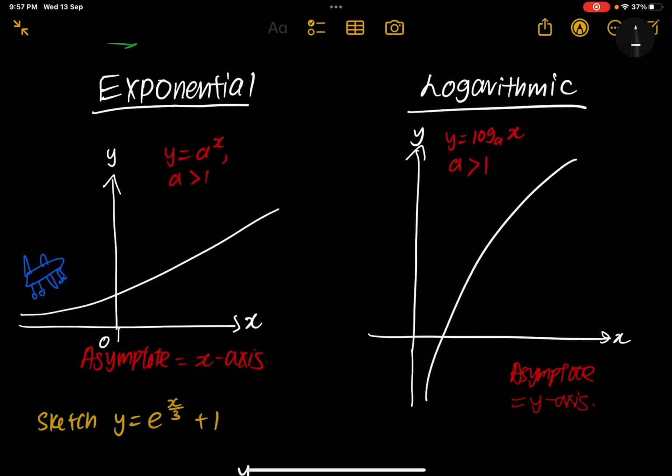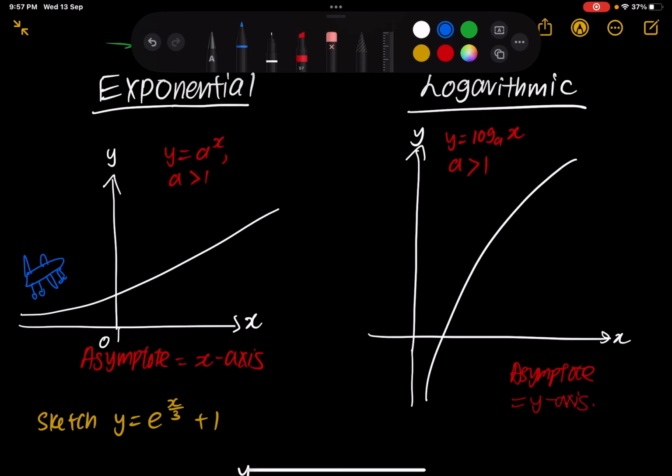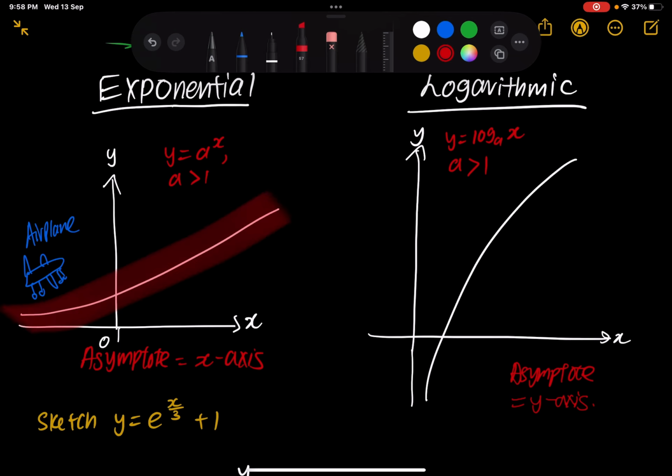We've got exponential and log graphs. You just have to memorize the shape. Exponential is up. How I remember is it's like an aeroplane. This is the airplane, it takes off from the runway. This is the runway. The runway is the asymptote, which is the x-intercept. So it will go upwards.